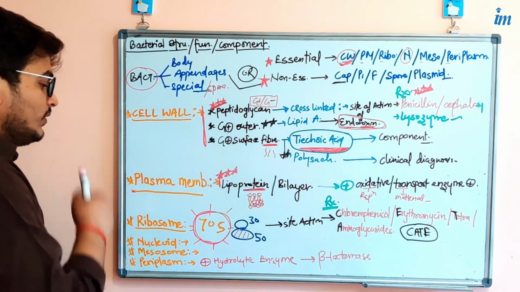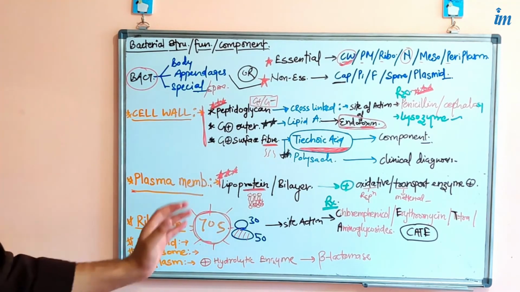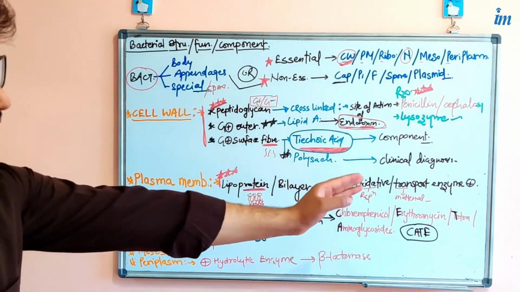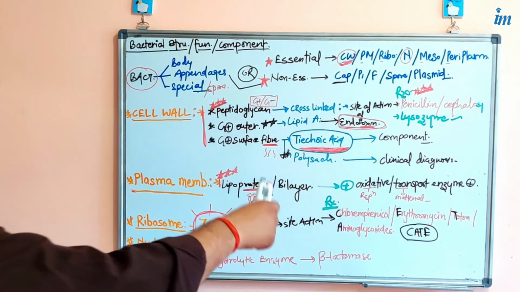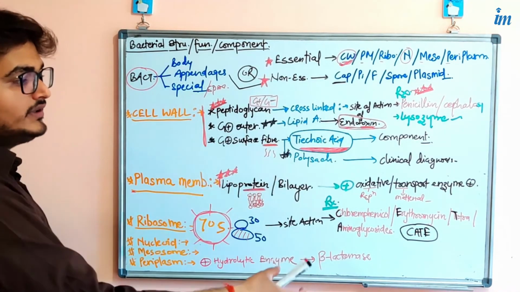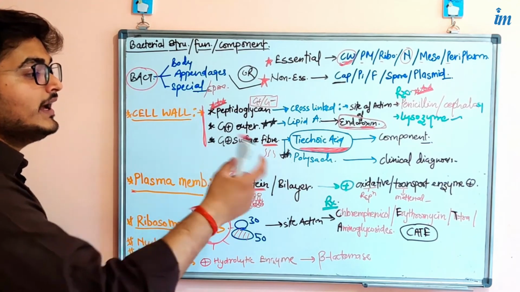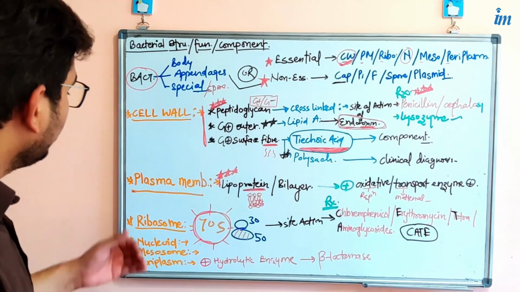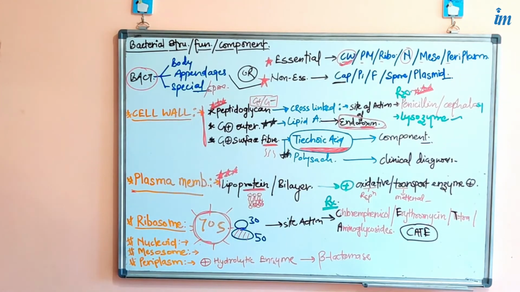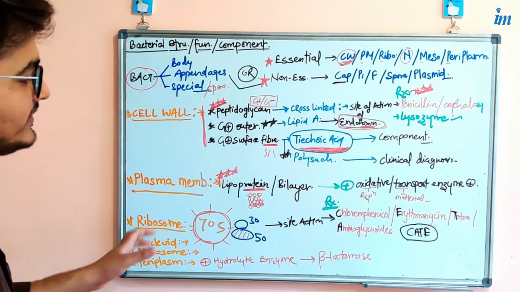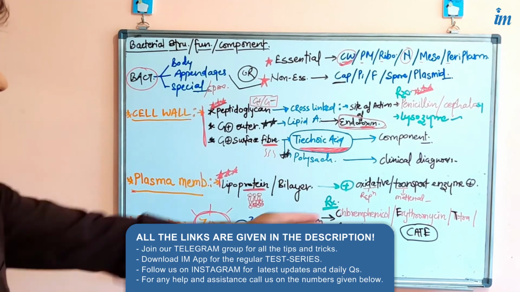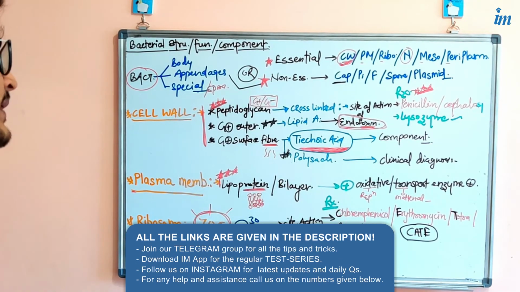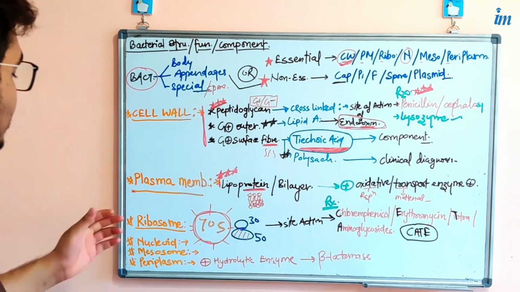Now the second one, the plasma membrane. It is a lipoprotein containing bilayer, and it contains oxidative and transport enzymes, which are found there for the respiration of the bacteria and material transfer of the bacteria from the external environment to the inside. And ribosomes: the 70S ribosomes, with 2 subunits, 50S and 30S. The site of action of antibiotics, which you have to remember, is chloramphenicol, erythromycin, tetracycline and aminoglycosides.